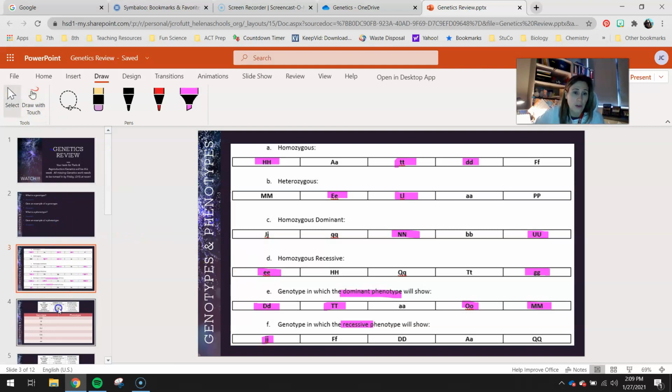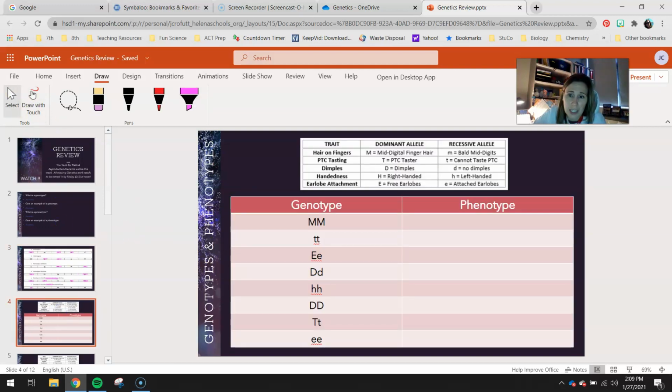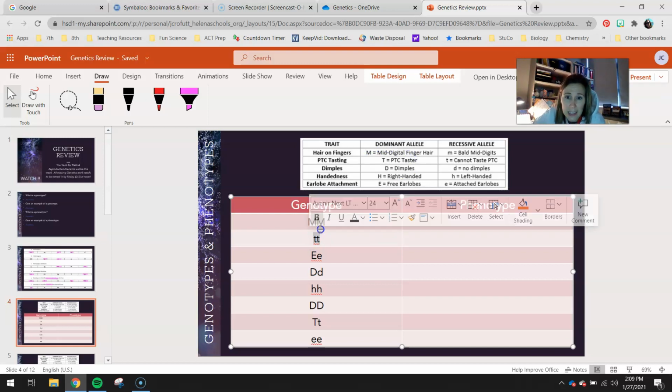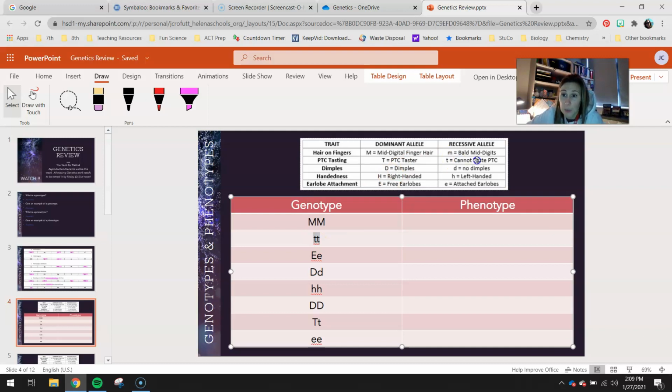Okay, moving on, we have these. I'm just going to kind of go through the phenotype verbally on these. So big M, if we were to look up here, that would give us mid-digital finger hair. Okay, little t is cannot taste PTC, so I have that genotype because I can't taste the PTC. Big E, little e, if I go up here, I'm going to have free earlobes. Big D, I'm going to have dimples.